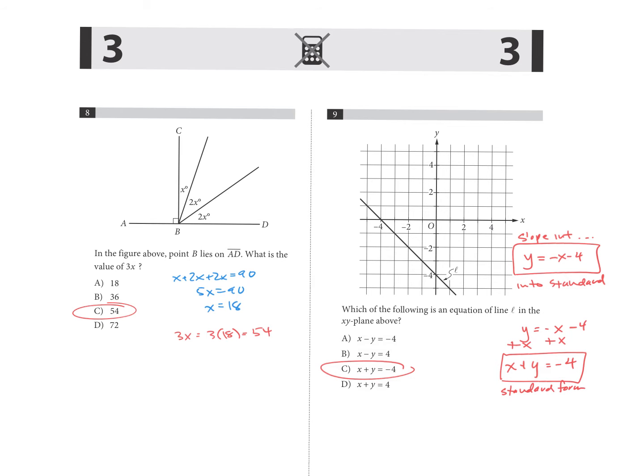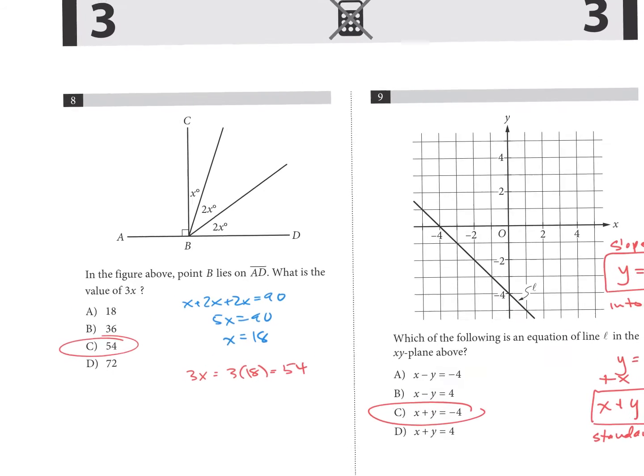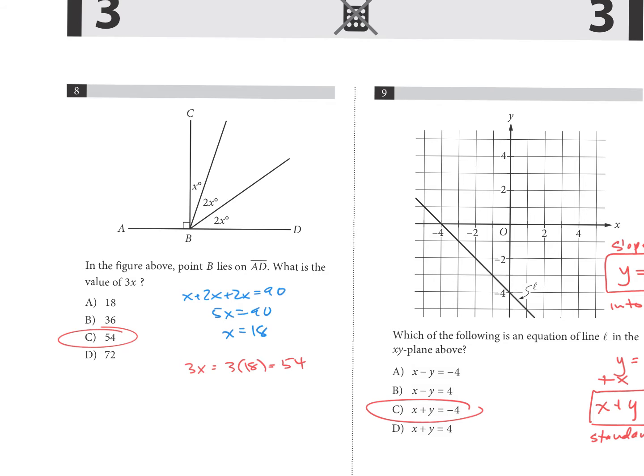All right, on to number 8. This is the first geometry question we've seen. In the figure above, point B lies on AD. What is the value of 3x? So you can see from here, if this is 90, then these three angles together are 90. The sum of the 3 is 90, so 5x equals 90, x equals 18. 3x would be 3 times 18, it's just 54.